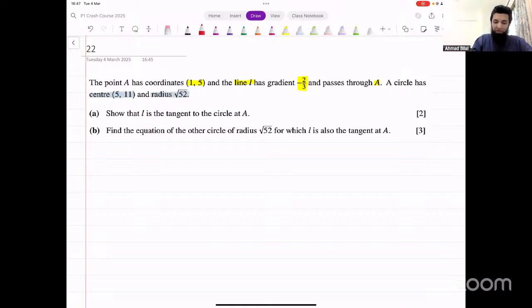In the first part, they say, show that the line L is the tangent to the circle at the point A. Okay, now how do we show that line L is a tangent to the circle?